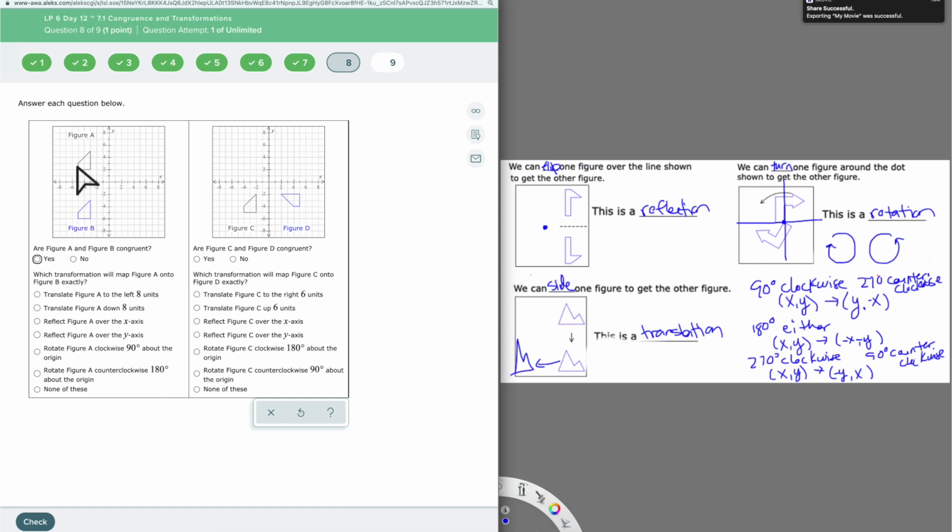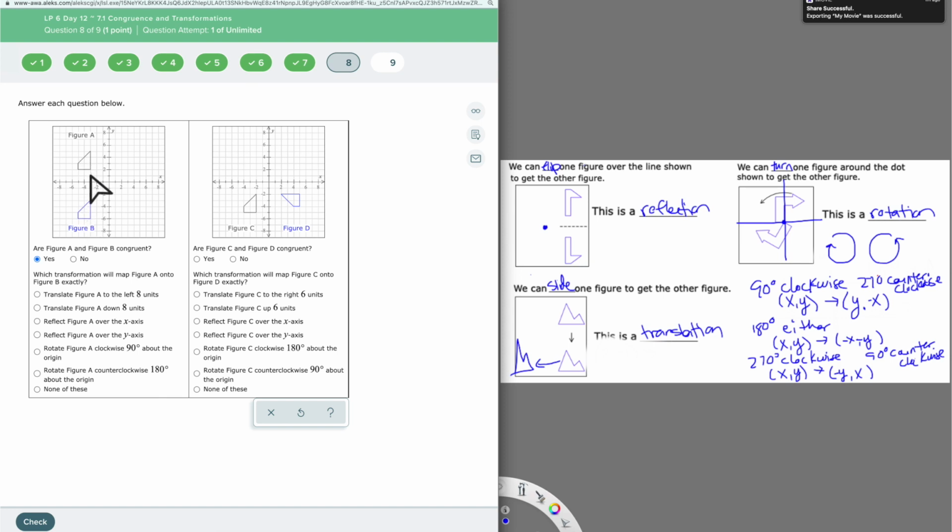And I can even look at the slope. I'm going to go up 1, 2 over 1, 2. Go up 1, 2 over 1, 2. So I can check all the way around. Even though it's a diagonal, I can just check to make sure that the slope is correct to get that line. So these are definitely congruent. These work. Which transformation will map figure A onto figure B exactly? So figure A to figure B. Well, it looks like I'm just moving down. And let's count how many.